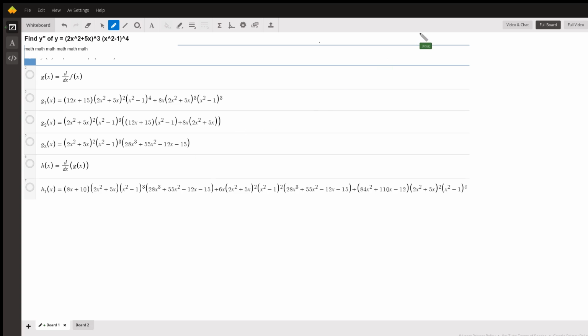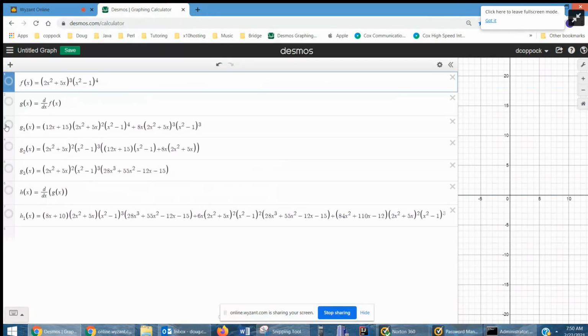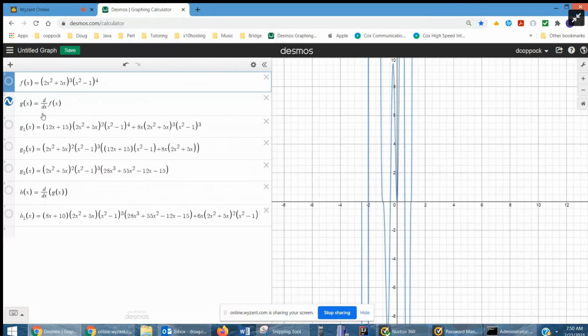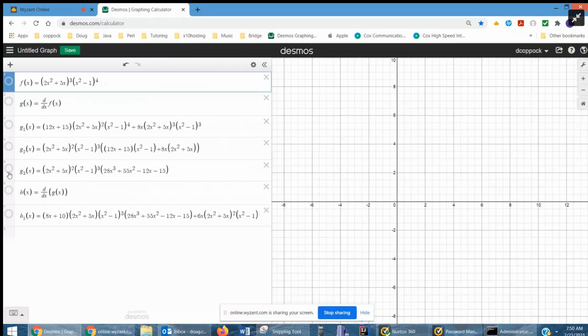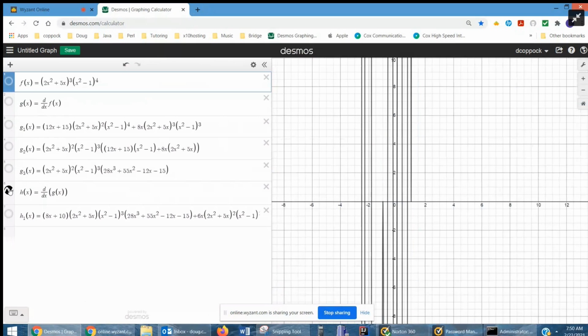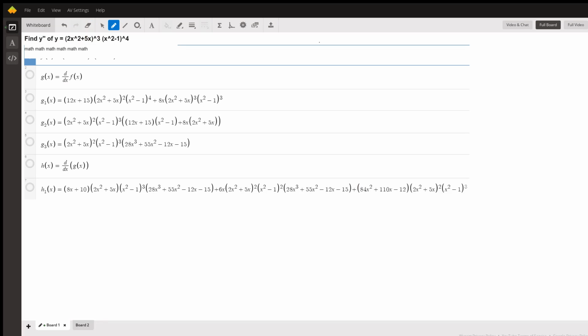And if I go to Desmos, sharing my screen, and I highlight the derivative of f of x as g of x, and highlight g sub 3 of x, that kind of proves that they're the same because the graphs overlap each other. And similarly for y double prime, there's y double prime, and there's the answer that I got, and they overlap each other. So that kind of proves that these answers are correct. The question is, how did I get them?